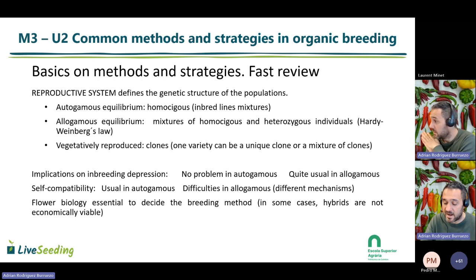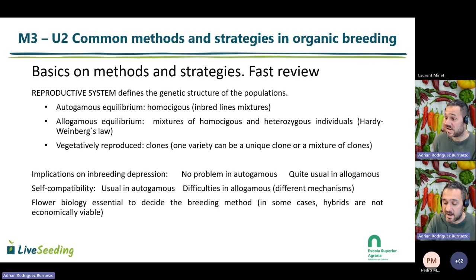Maize is an example. If you inbreed for 1 or 2 generations, Pedro will provide more details, a variety of maize, and then compare the original variety with these inbred lines, you will find that these offspring are weaker, are smaller, do not feed and produce big grains, etc. So it's quite evident and illustrative. So inbreeding depression is not usually a problem in autogamous, but is usual in allogamous. And this must be taken into account by breeders.